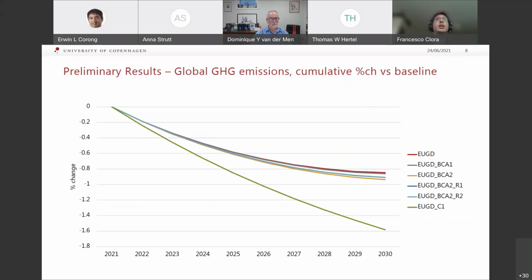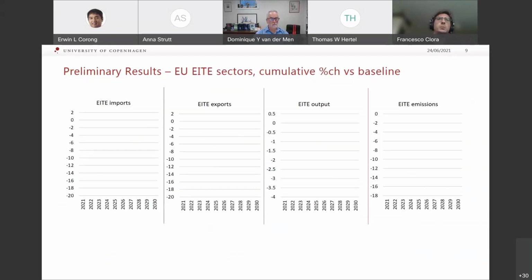And we can see in our simulation results that these results reflect not only the risk of carbon leakage due to indirect climate policy, but also partially reflect the decreasing EU share of global emissions. So now let's move on to showing the results for IT sectors in the EU. And we'll see results about imports, exports, output, and IT emissions.